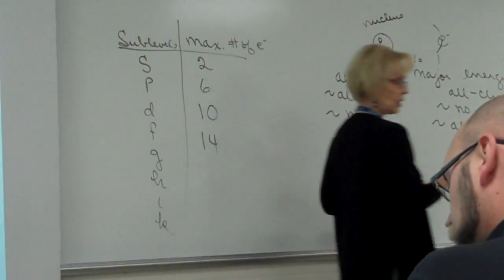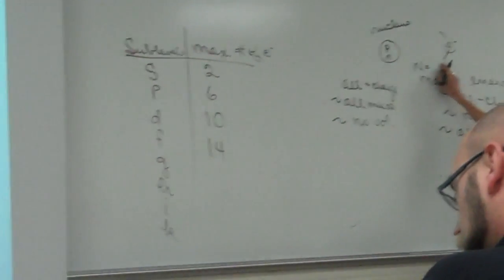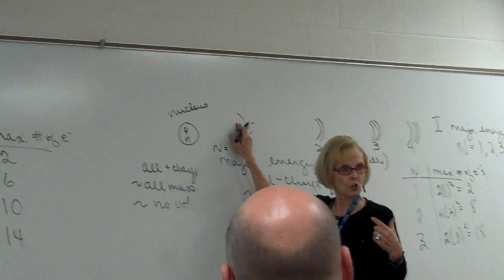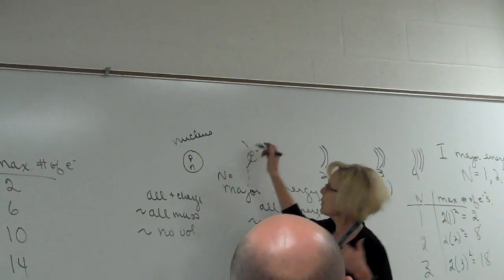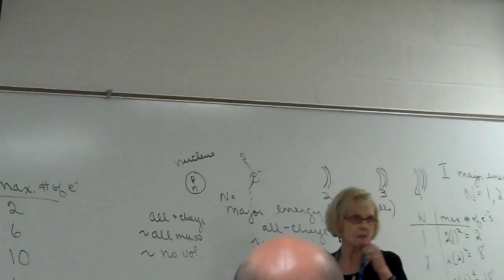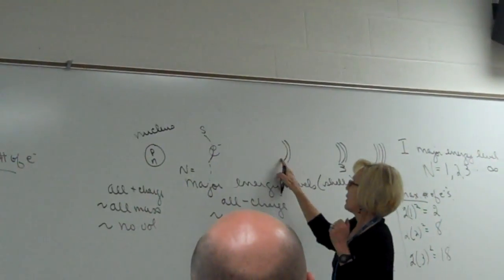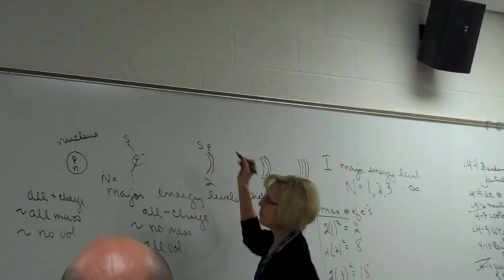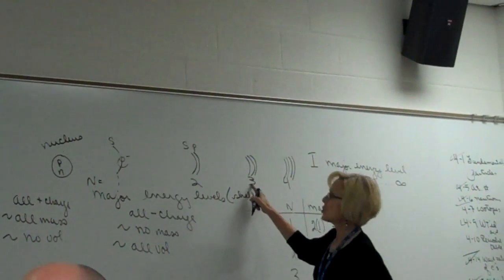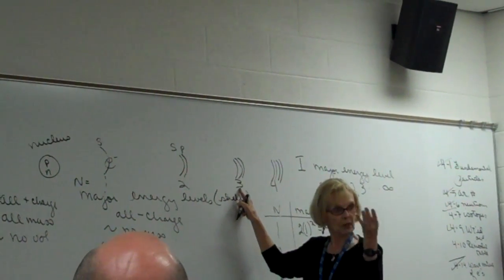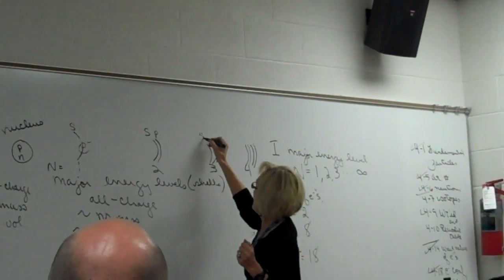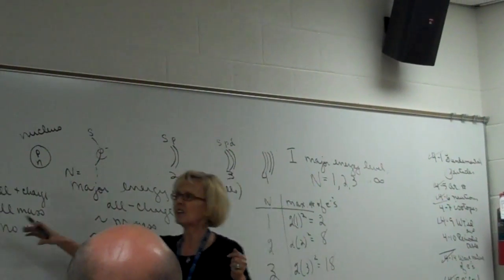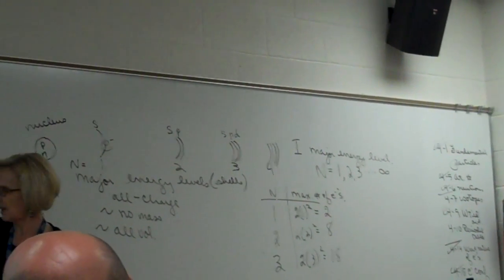So let me come over here. And here's how this works. You always start with S. When you're on a major level, you always start with S and you build up. So here we are. That is an S sublevel. Okay, here we are on the second major level. We have an S, and then we have a P. And then we get to the third major level. We start building up again. S, P, D. Now you think, it's not alphabetical. How am I ever going to get this?